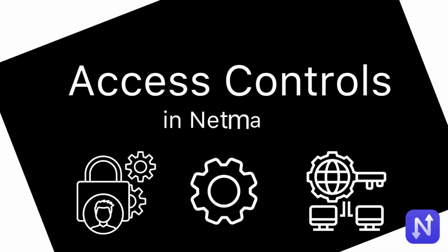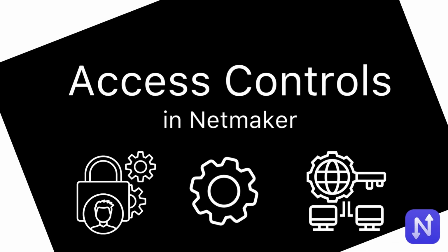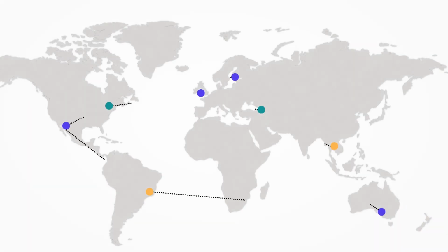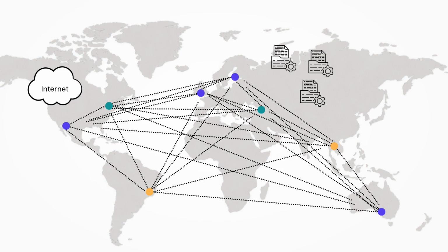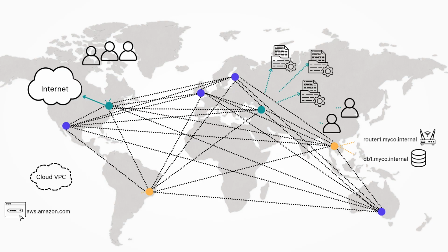Welcome to Netmaker. In this video, we'll discuss how access controls can manage the flow of traffic in your network. A Netmaker network can range from simple to complex, potentially consisting of many groups of users, routes, and devices. However, by implementing access controls, you can ensure the appropriate level of access across your network.